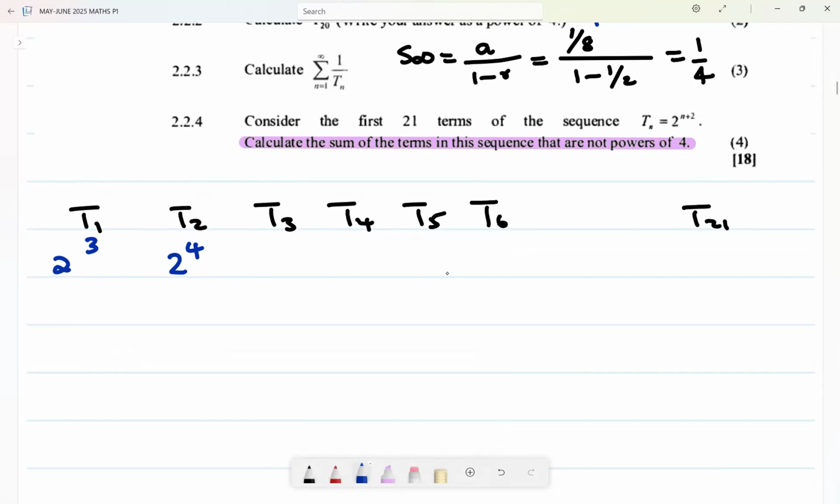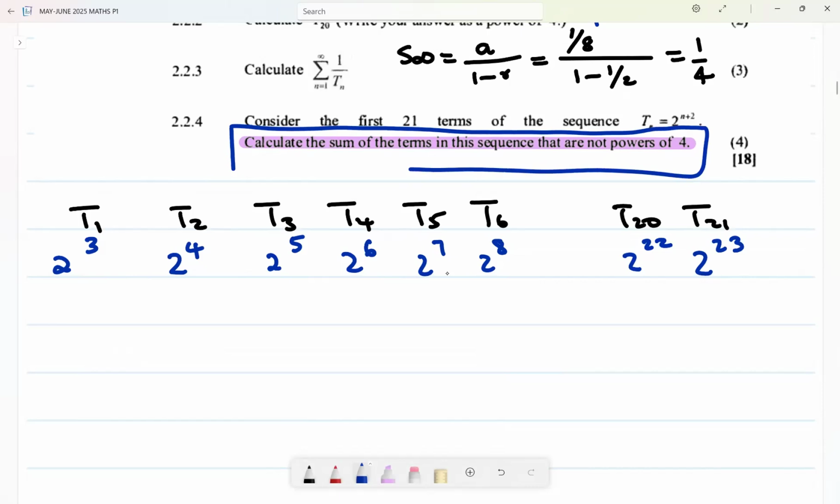This one can be what? 2 to the power of 3 plus 2. It is 2 to the power of 5. 2 to the power of 6. 2 to the power of 7. 2 to the power of 8. And then T21 is going to be 2 to the power of 21 plus 2, which is 23. Okay, I can consider T20 here. It's fine if I do that. It's going to be 2 to the power of 22. So they say calculate the sum in this sequence of the terms that are not powers of 4.